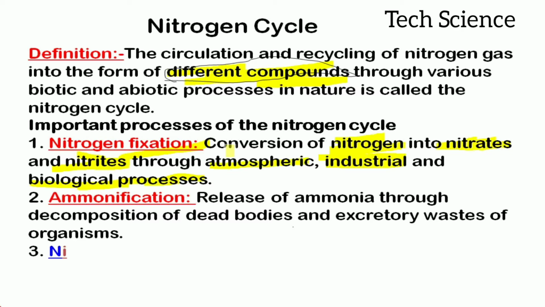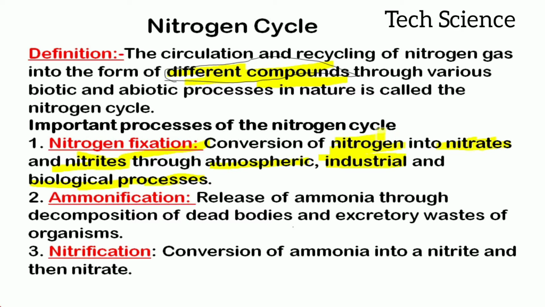The third one is called nitrification. What is nitrification? The ammonia, which is nitrogen in the form of ammonia, is also not utilized directly. For that reason, you have to convert this ammonia into the nitrite or nitrate form. First nitrite and then nitrate, and that is called the nitrification process. What is nitrification? Conversion of ammonia into nitrite and finally nitrate.